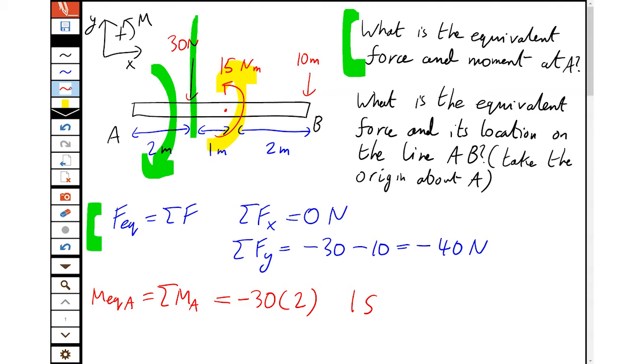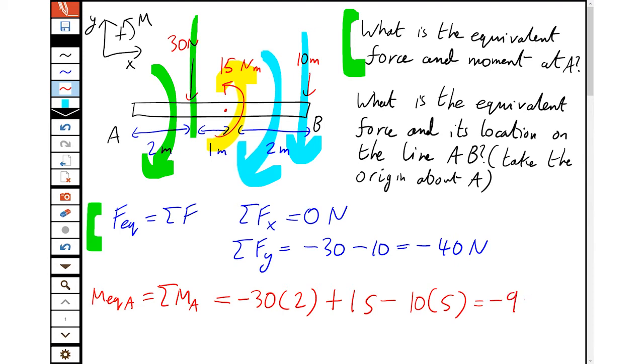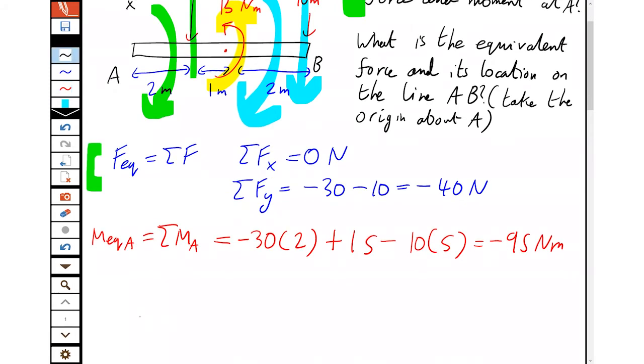So that's counterclockwise, which is positive, and then 10 newtons, the full distance of 5 meters away, and that would turn clockwise around A, which is negative. And so we find the total moment around A is minus 95 Newton meters. So that's the equivalent force and moment. And in fact, if we wanted to redraw this beam, let's say we were building an embedded support, we wanted to shove A into the wall.